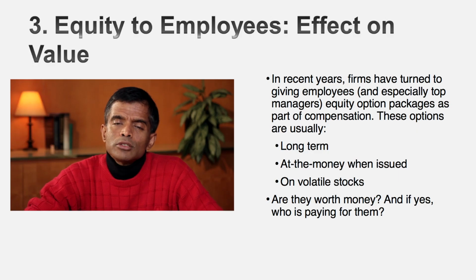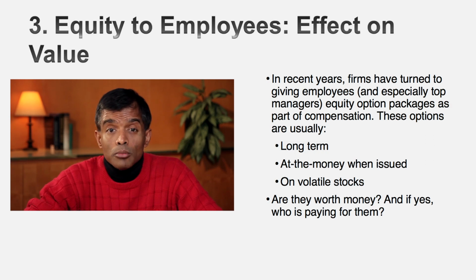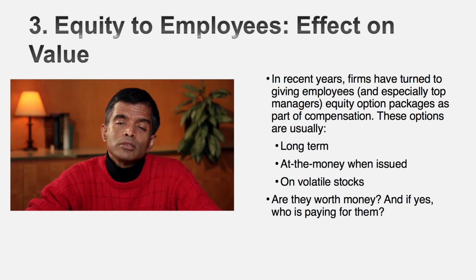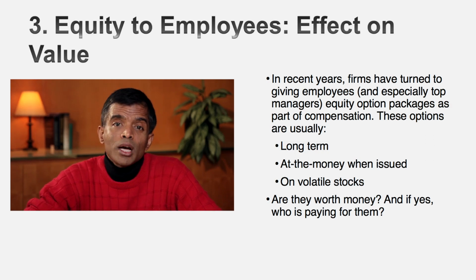Last issue, dilution. About 20 years ago, US companies started granting more and more of the compensation they gave management in the form of options. By itself, it's not a big issue, right? Options give managers the right to buy shares in your company at a fixed price. But here's where it becomes a problem.